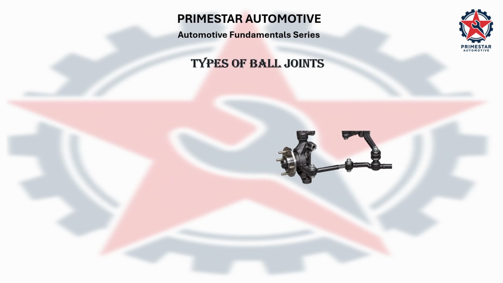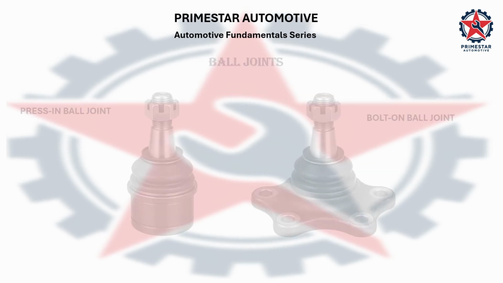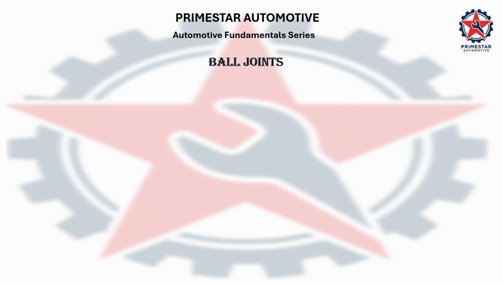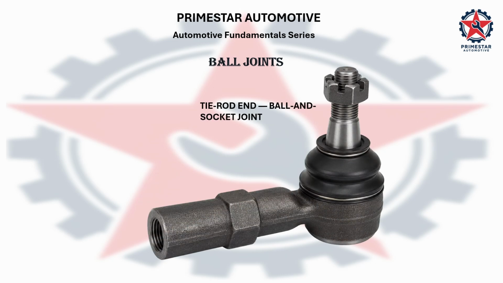There are several common ball joint designs. We will identify them briefly now and examine their construction in future lessons. This example here shows a press-in ball joint and a bolt-on ball joint. A tie rod end also contains a ball and socket joint. It allows the steering linkage to pivot while remaining connected to the steering knuckle.